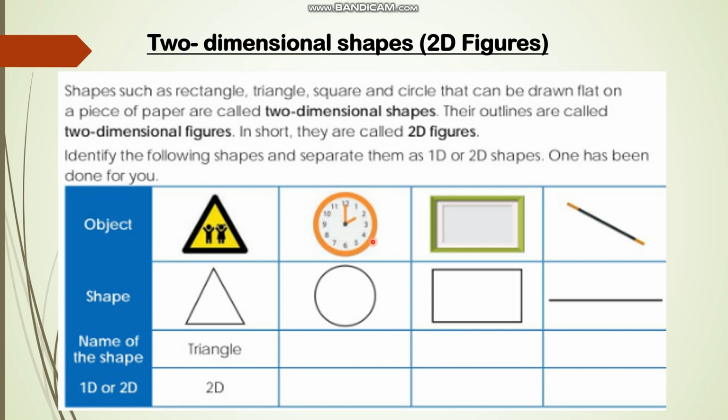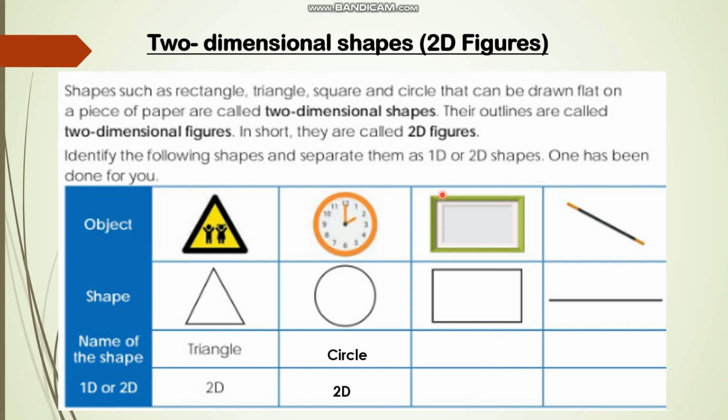Now look at the next one. It is a clock. Now tell me, what is the shape of this clock? Yes, it is circle. And tell me, what is the spelling of circle? C-I-R-C-L-E. Circle. Okay, children. And tell me, circle is a one-dimensional shape or two-dimensional shape? Yes, it is a two-dimensional shape.